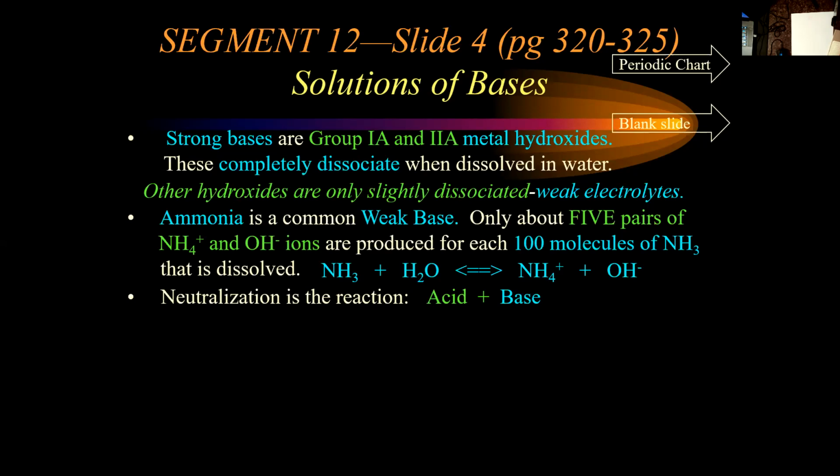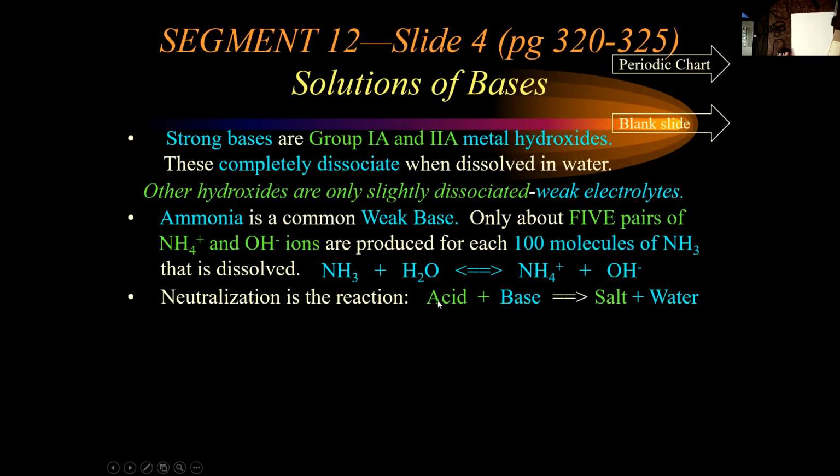Bases neutralize acids. They have a lot of chemical properties that are opposite to those of acids typically. So they do neutralize each other when you put an acid and a base together. What you're going to make is what we call a salt and water. So this is a generic reaction: any acid with any base will make a salt and water.